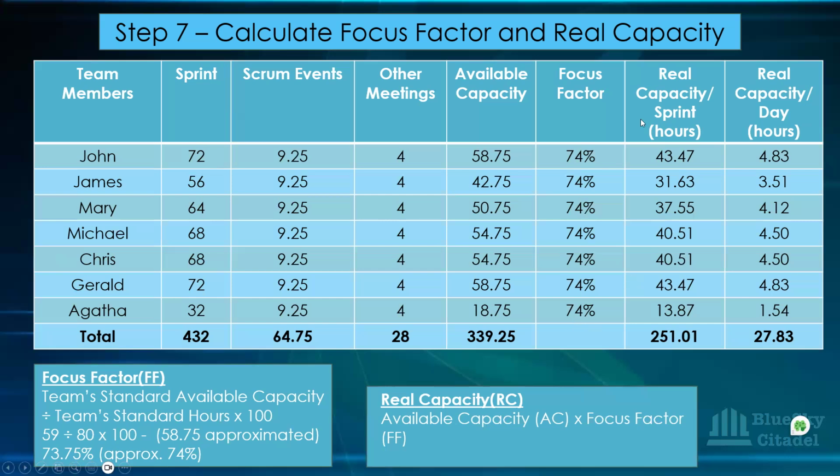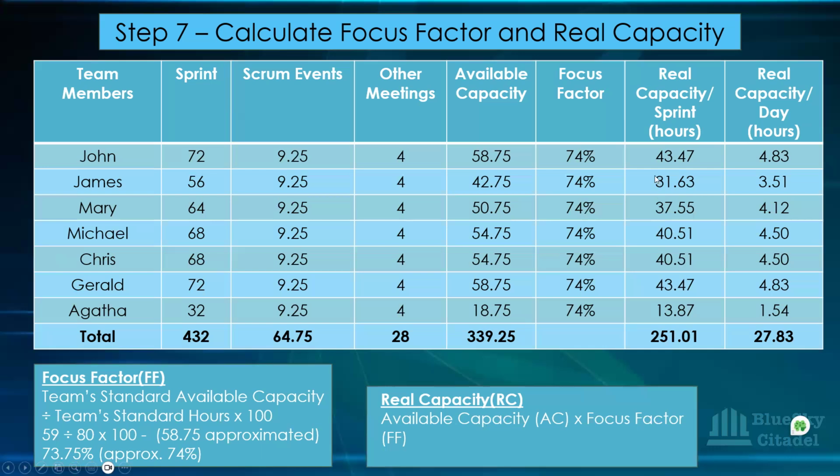Now, for you to get your real capacity for the sprint, okay, so this is the focus factor. The real capacity that this team has for this sprint is not the available capacity, because the focus factor has not been used. Remember, to get their real capacity for the sprint, you take your available capacity, which is this one, multiplied by your focus factor. And when you do that multiplication, what you get won't be the same. The focus factor is the same, but they all have different hours based on the holiday that has been taken.